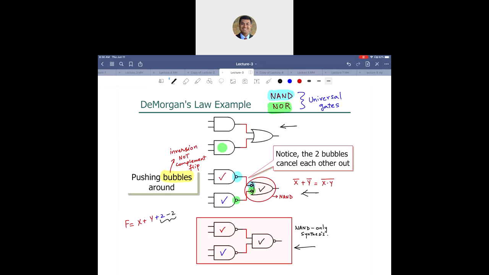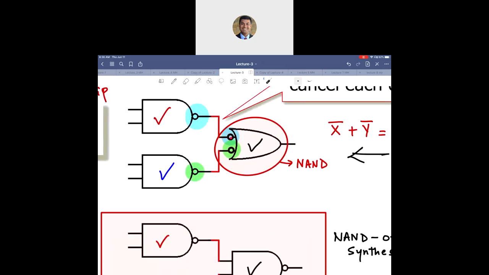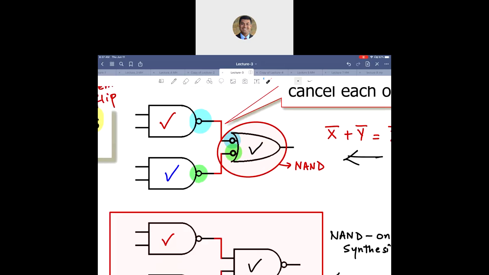Questions about this De Morgan's law example of pushing bubbles through. So essentially, what you push bubbles through, you can imagine that these two bubbles that are at the input side of the OR gate get pushed through the OR gate, they come out on the other end while changing the OR to an AND function. Another sort of graphical way to view OR functions. All right, questions here.